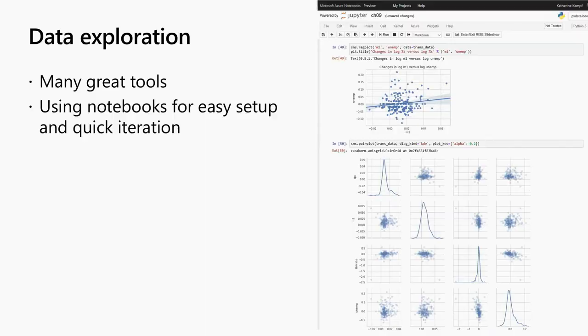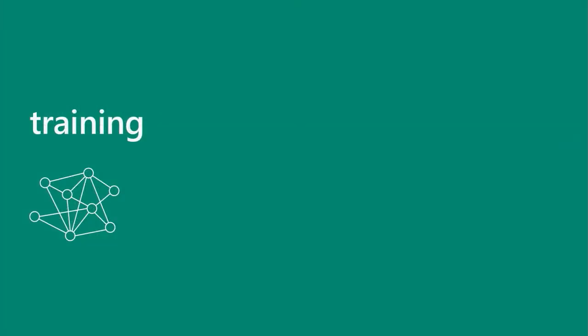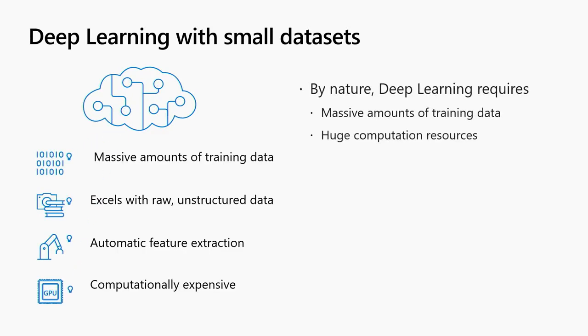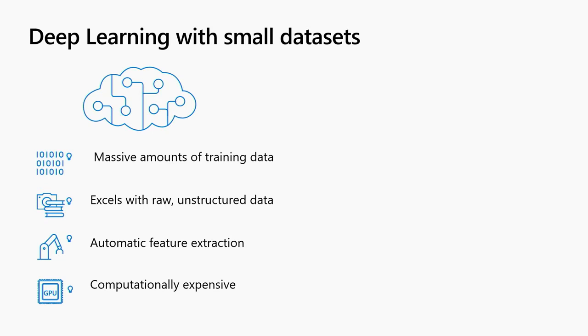Okay. So after data exploration, our next step was training. And for training, we used an approach called deep learning. And as we spoke about, deep learning relies on huge amounts of data. That's where it really thrives, with a bunch of training data where it can do automatic feature extraction on raw data. But of course, this is super computationally expensive and time expensive.